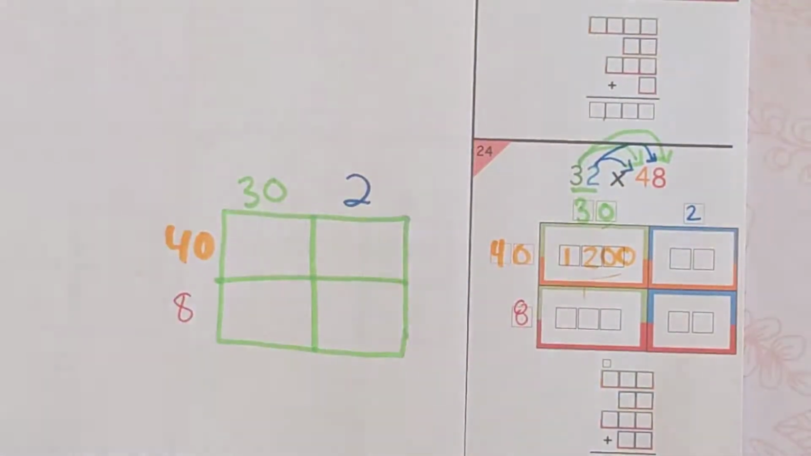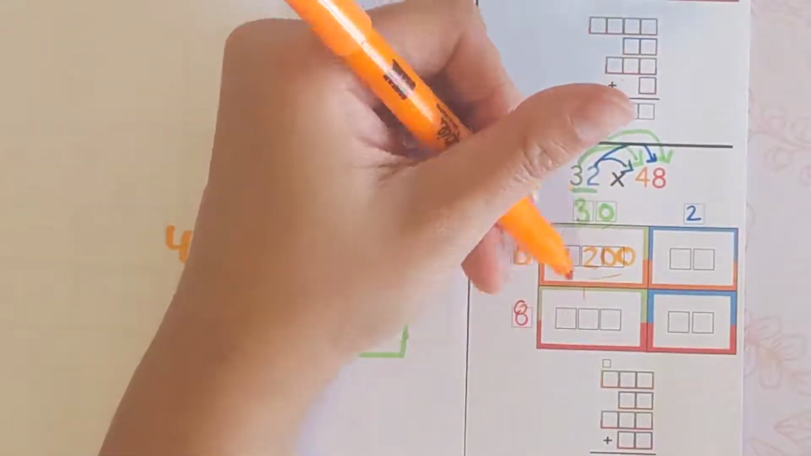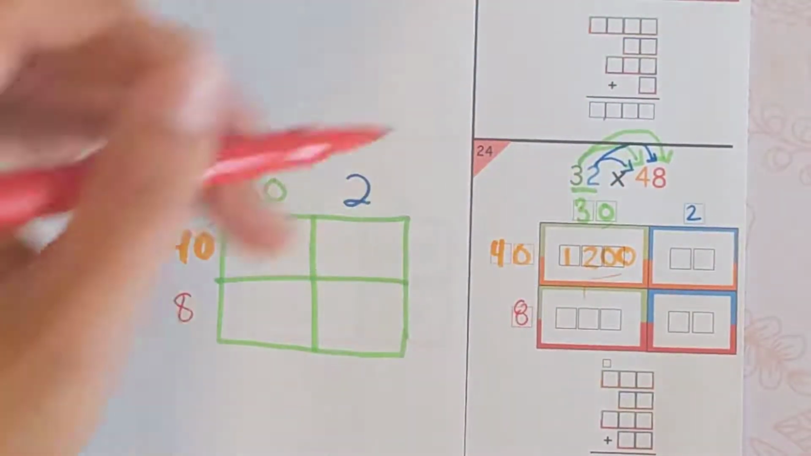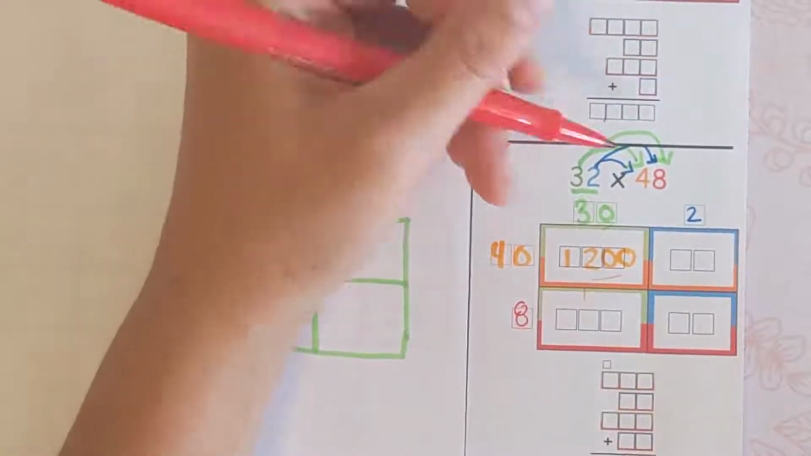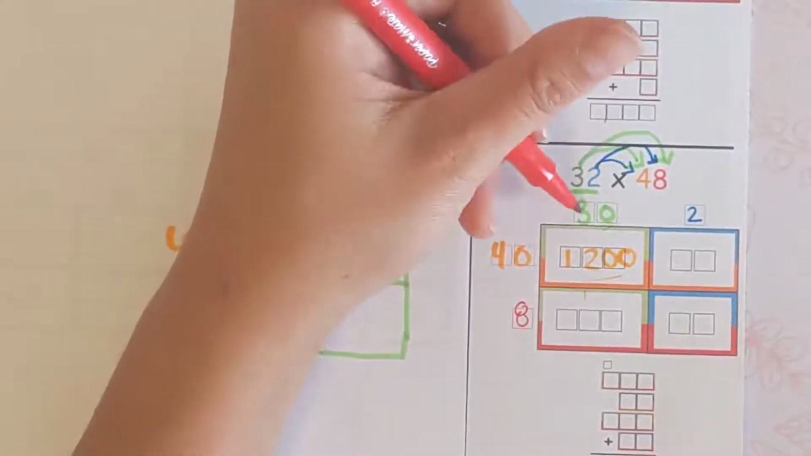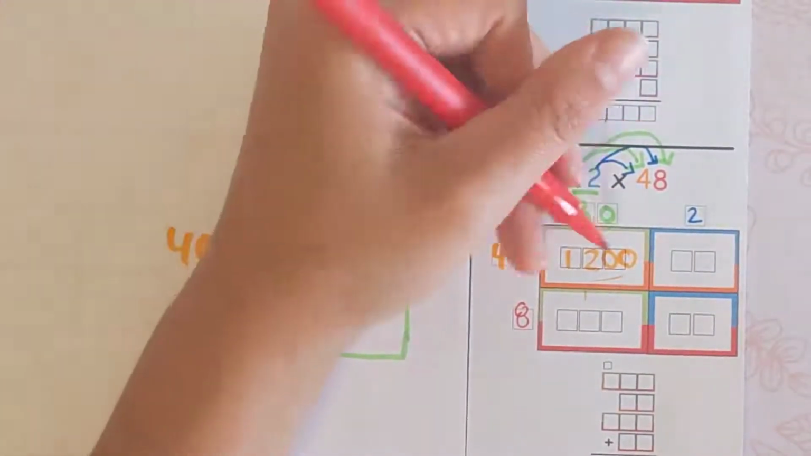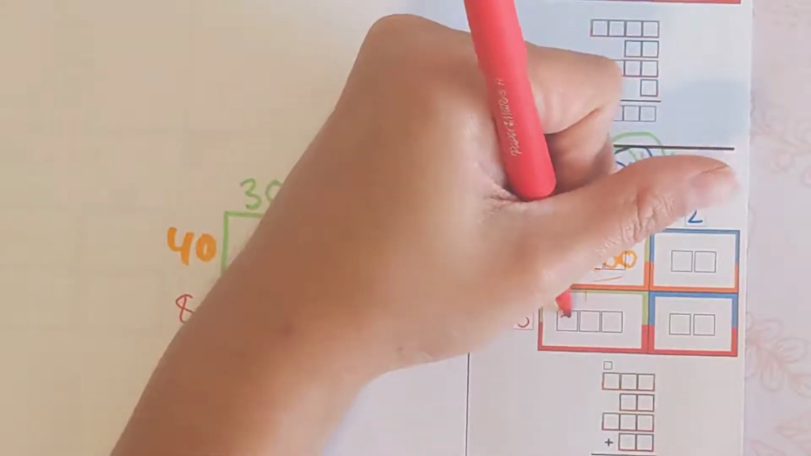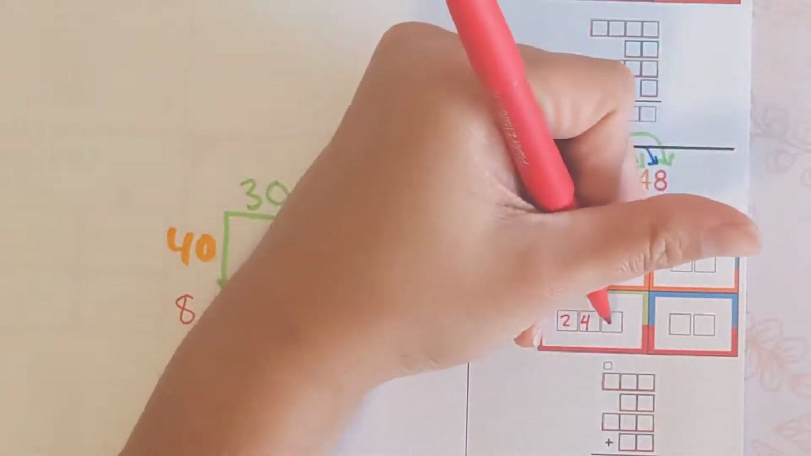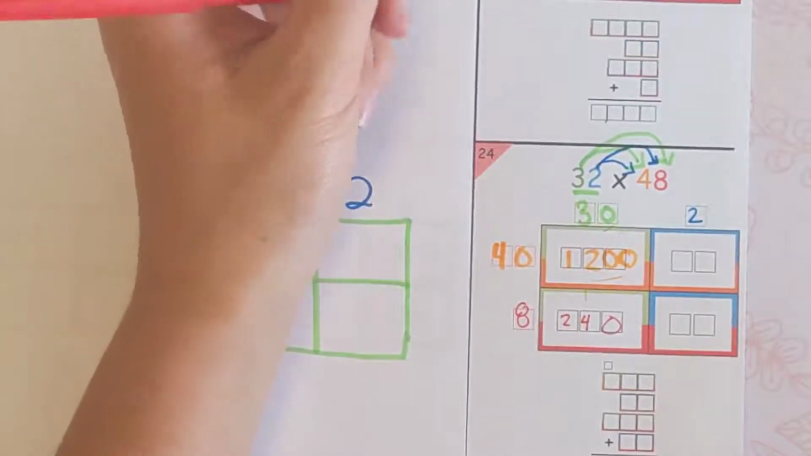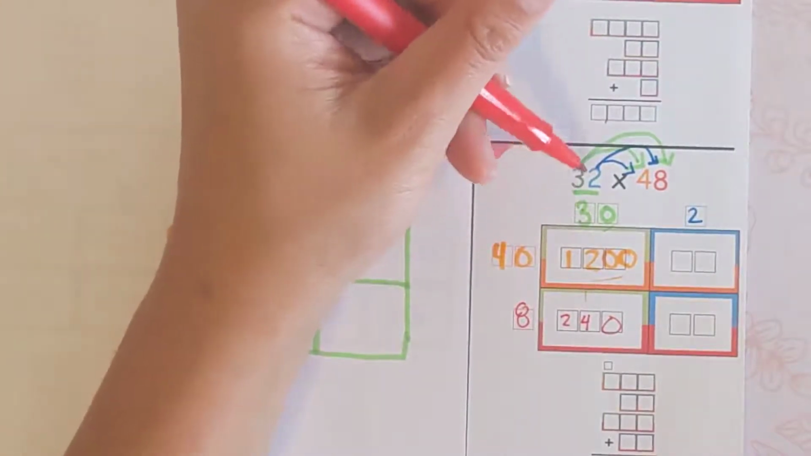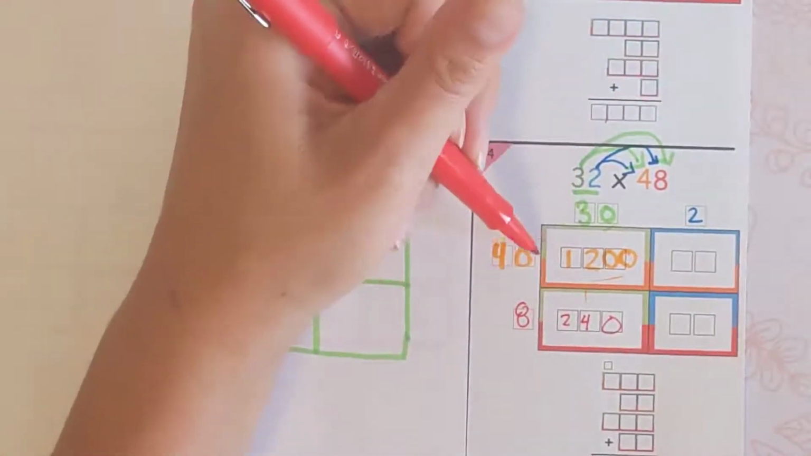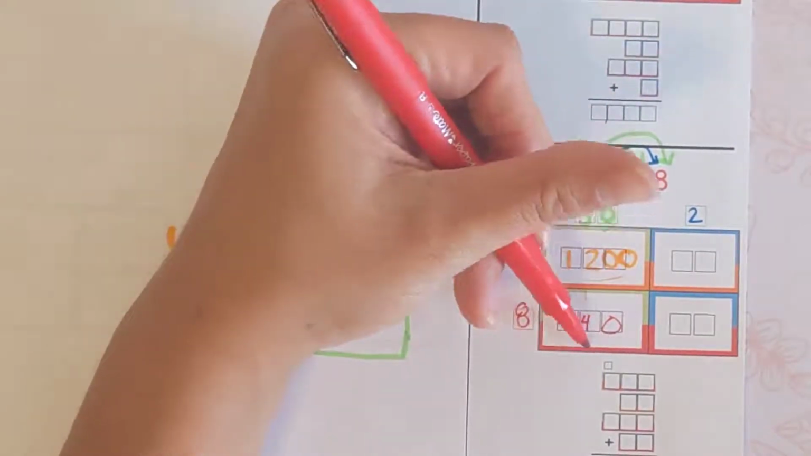Now we're going to come down and do 30 times 8. So again, forget about the 0. We're just going to do 3 times 8 and put that 0 back in. 3 times 8 is 24, and now we'll put a 0. So now the 30 is done. We did 30 times 4 and 30 times 8. So basically this right here is 30 times 48.